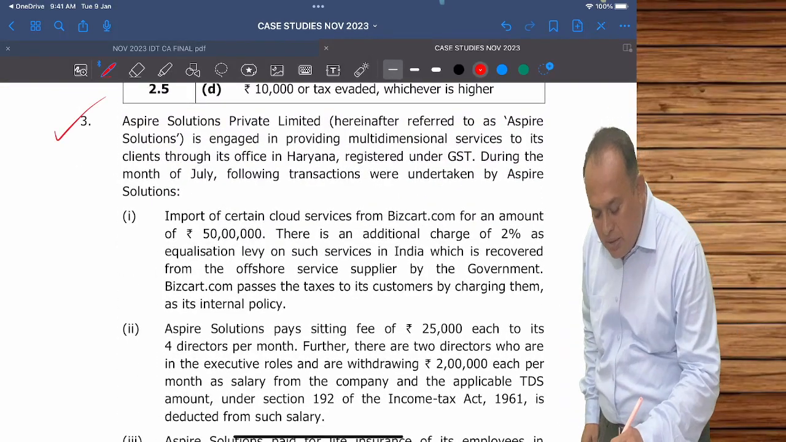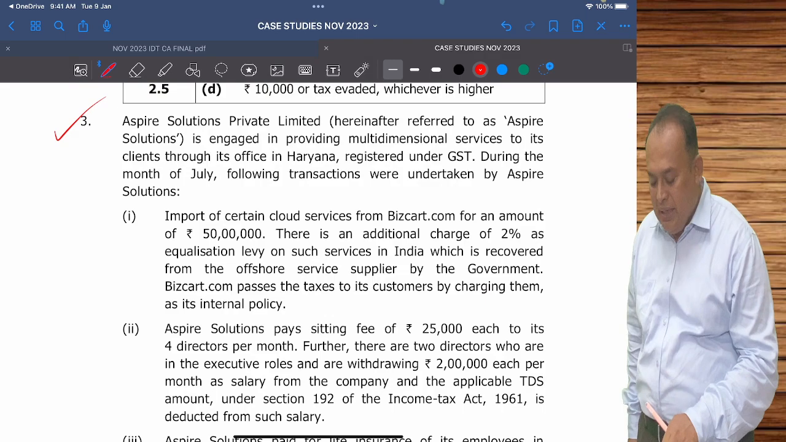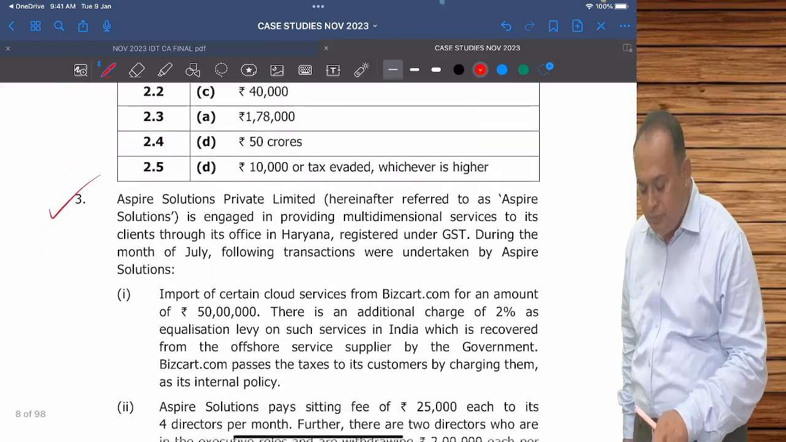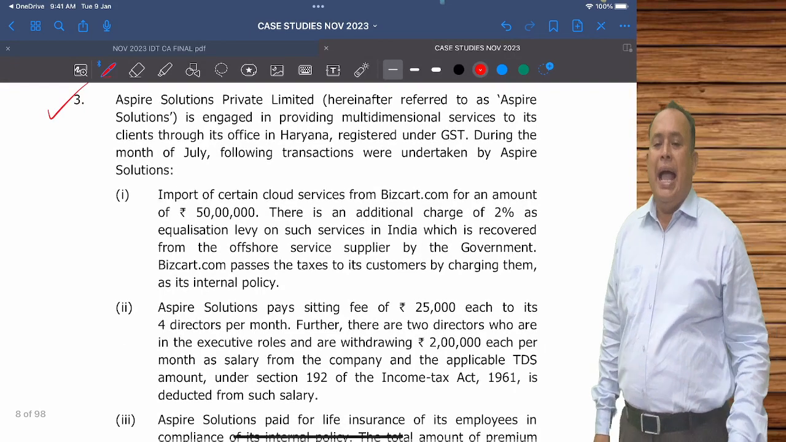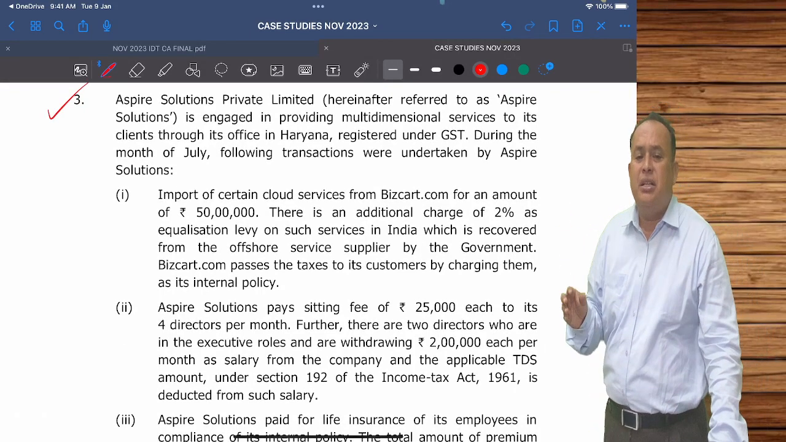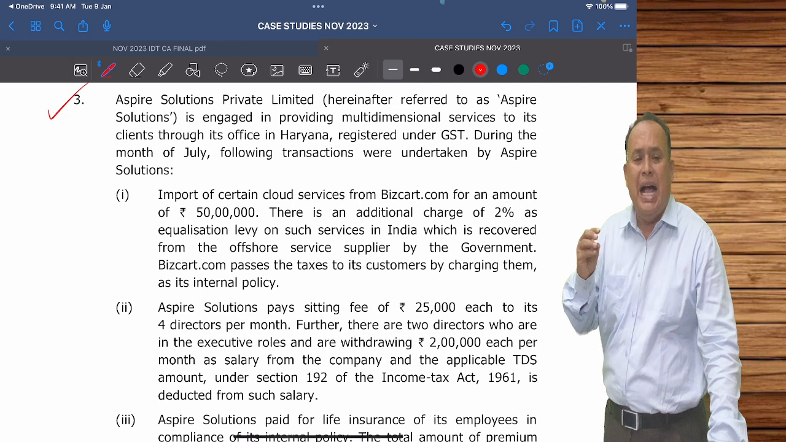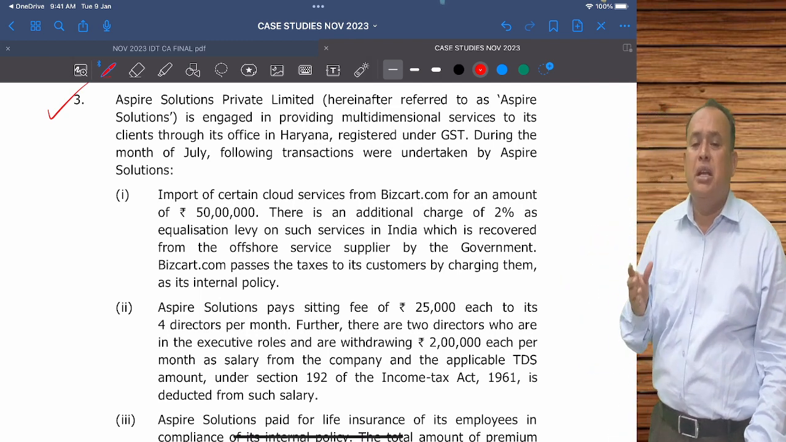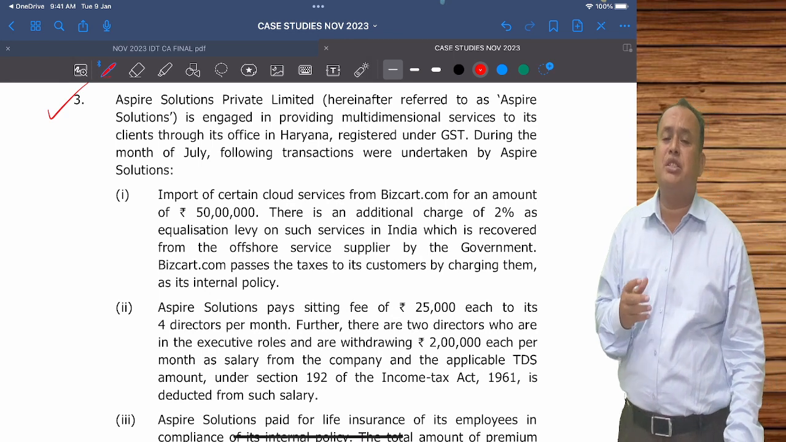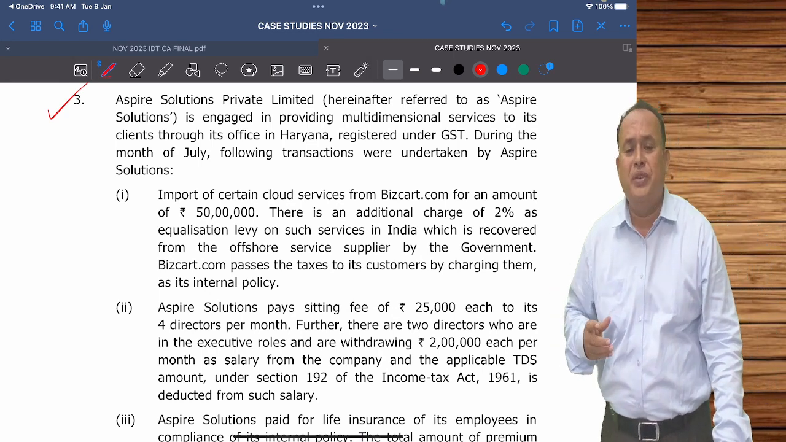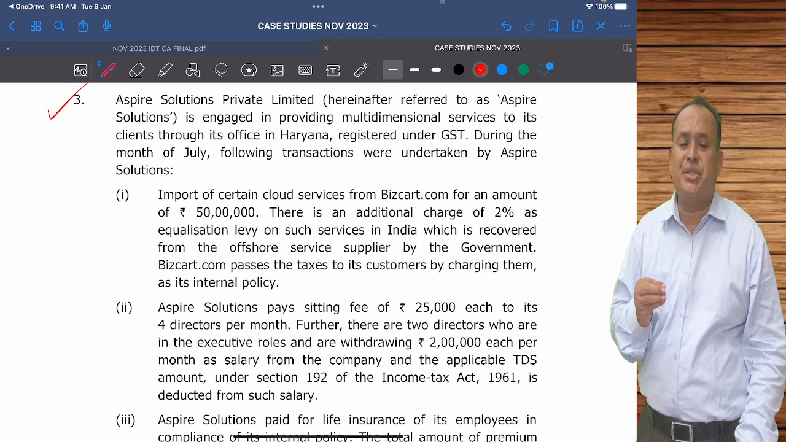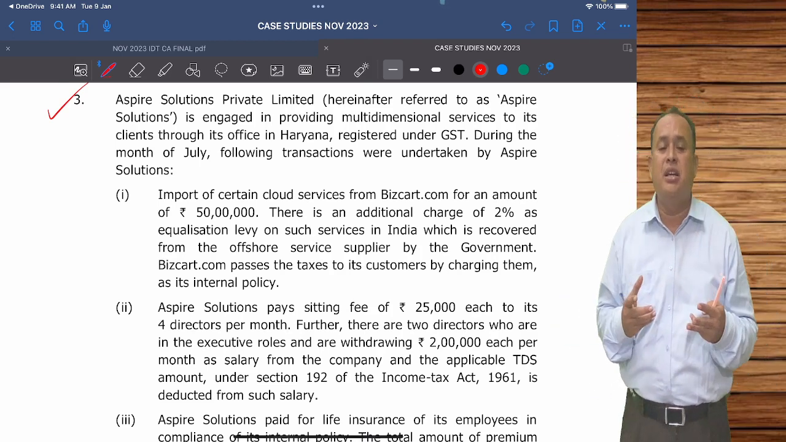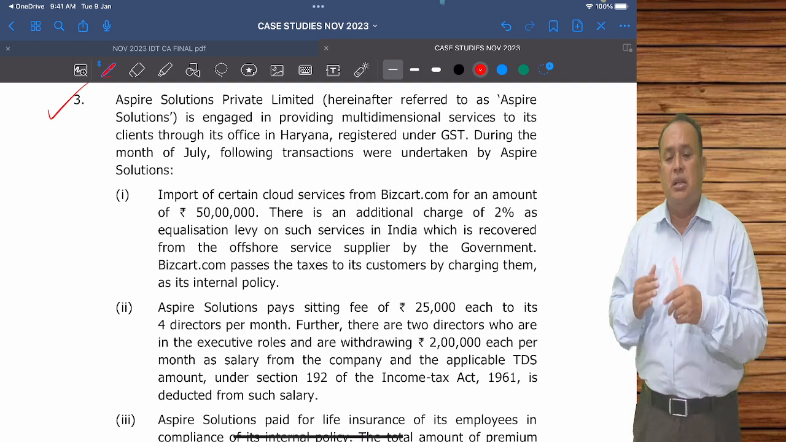Further, referring to question number 3. Reading here for your kind consideration. Aspire Solutions Private Limited, hereinafter referred to as Aspire Solutions, is engaged in providing multi-dimensional services to its client through its office in Haryana, registered under the GST. During the month of July, the following transactions were undertaken by Aspire Solutions. The points one by one.